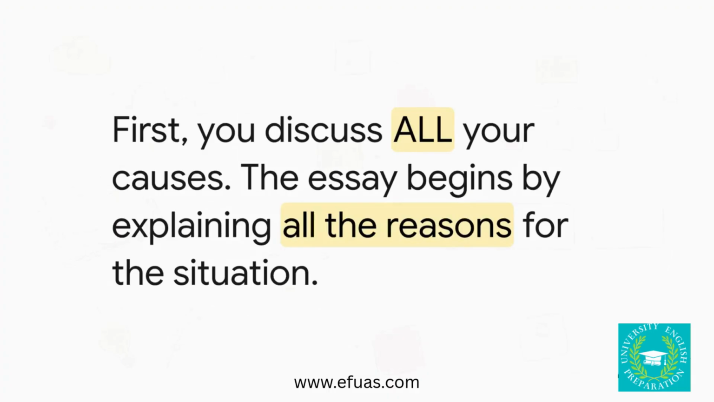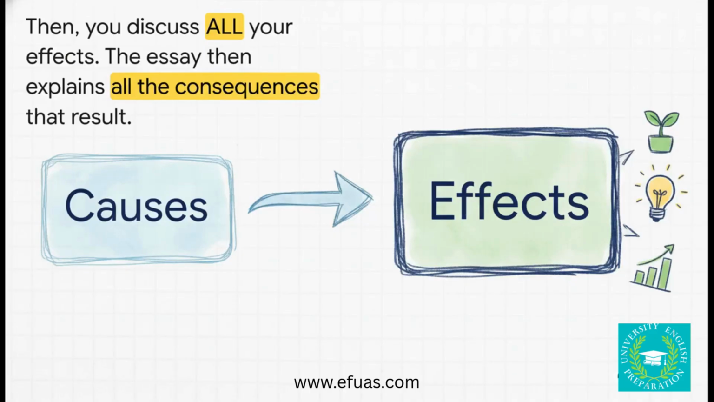So, using this blueprint, you start by putting all your focus, and I mean all of it, on the causes. You spend the entire first part of your essay laying out every single reason for the situation. You give your reader that complete picture of the why before you even think about moving on. And only then, once you've laid all that groundwork, do you switch gears. The entire second half of your essay is dedicated to talking about all the effects. See? It's a really clean, separated, two-part argument.